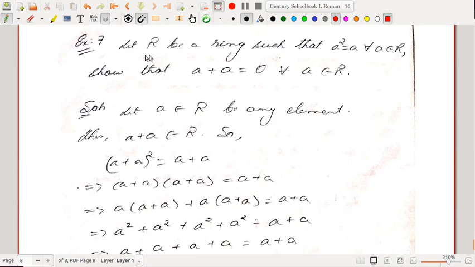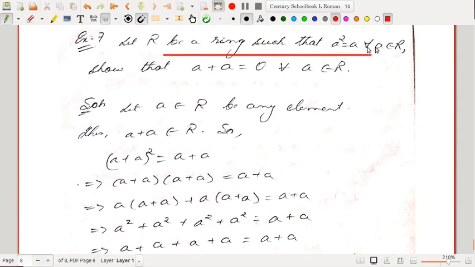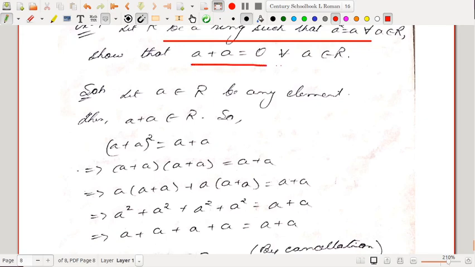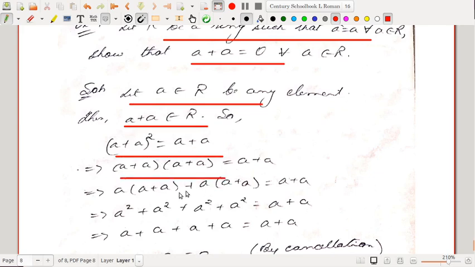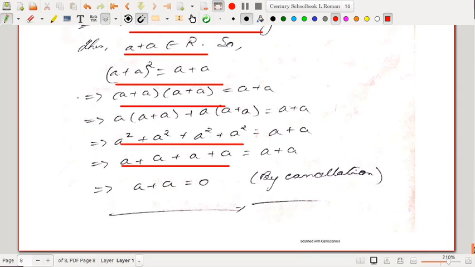Okay, another problem. Let R be a ring with the property that a square equal to a for every a inside R. Then show that a plus a equal to 0, for every a inside R. So we start with any arbitrary element, then a plus a is in R. So what is a plus a whole square? It's equal to a plus a. Then I apply the distributive law. Ultimately you will get a square plus a square plus a square plus a square equal to a plus a. But each of these a square can be replaced by a. So we have a plus a plus a plus a equal to a plus a. By the cancellation law, we again get a plus a equal to 0. So in a Boolean ring, the sum of any element with itself is always 0.